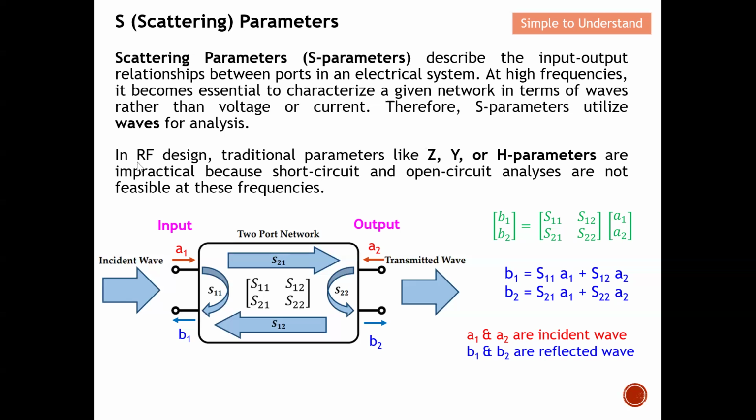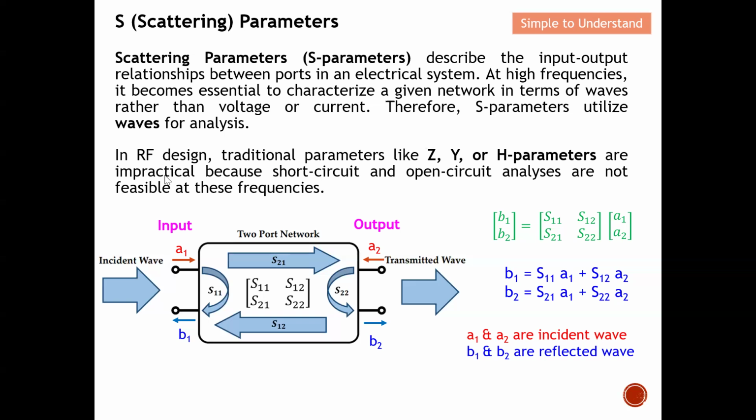So why do we need to use wave rather than voltage or current? Because in RF design, traditional parameters like Z, Y, or H parameters become not practical anymore, because short circuit doesn't appear like short circuit anymore. Open circuit doesn't look like open circuit anymore. And with this, it becomes impractical to analyze the circuit at this high frequency.